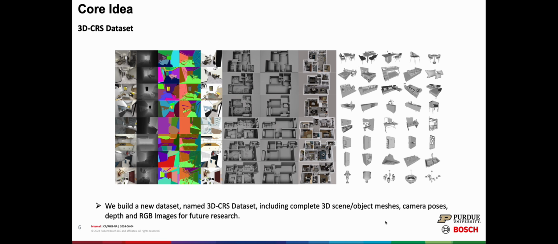To address the limitations of existing public indoor RGBD datasets, which typically lack complete 3D meshes of room scenes and furniture, we developed a 3D complete room scene dataset named 3D-CRS. The 3D-CRS dataset features 20 high-quality indoor scenarios. Each scene includes RGBD images, camera poses, and complete 3D scene meshes, including both 3D furniture and room layouts.